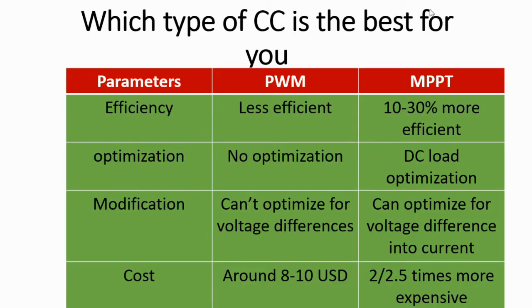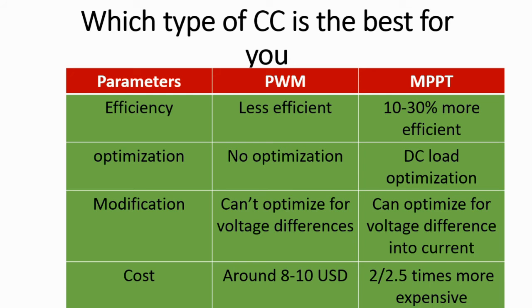I have made a comparison between PWM and MPPT type charge controller. Let me show you a table, then you will understand the difference between these two. In this table, you can see the MPPT type charge controller is 10 to 30% more efficient. It offers DC load optimization, and it can also optimize the voltage difference between the solar panel and the battery into current, and it can speed up the charging process. But the PWM charge controller doesn't offer these facilities. But the MPPT charge controller is 2 or 3 times more expensive than the PWM.